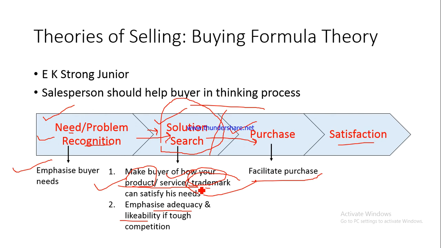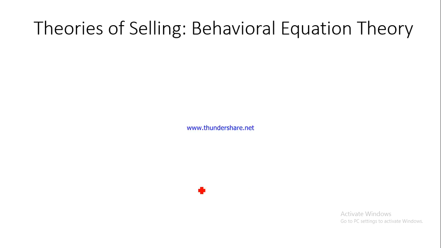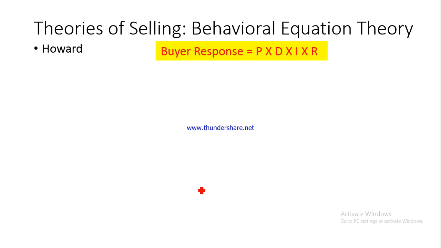Now we are moving on to the next theory, which is known as the theory of behavioral equation. Behavioral equation theory. Now let's have a look at this behavioral equation theory. This was given by Harvard, and the buyer response as far as this equation is concerned is P into D into I into R. Right? We'll understand what we mean by P, D, I, R.